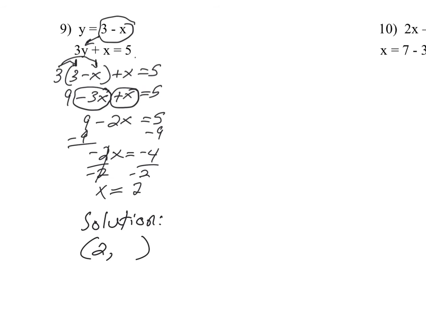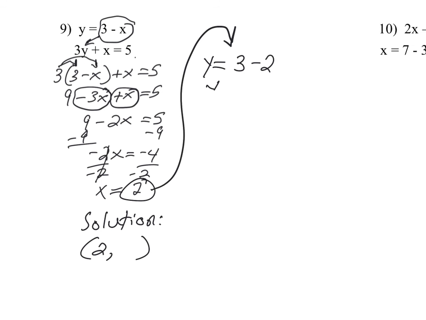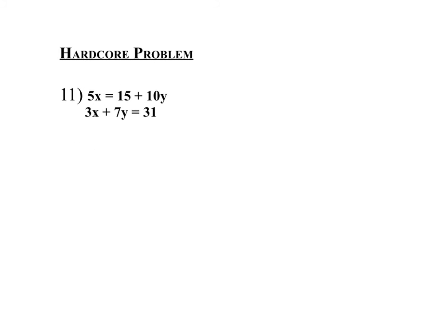Positive 2, comma, and then I just take that number and substitute it back in. Again, makes no difference which equation you put that in, but I'm going to put it in the second. The second says to take 3 and subtract whatever x is. Well, x is 2, so we're going to subtract 2, which gives us y equals 1. Number 10 is yours to do. Make sure that you go to the last page. The last page has a hardcore problem.